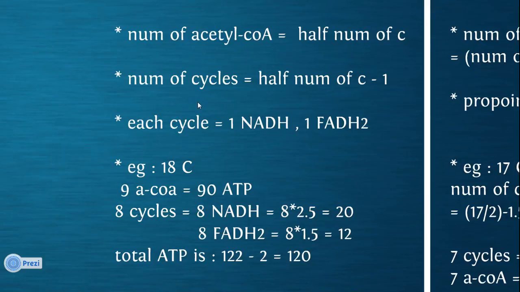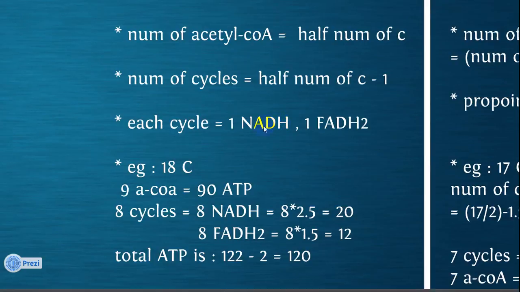we will have 1 NADH and 1 FADH2. But the number of cycles is half the number of carbons minus 1. Why minus 1? Because in the last cycle we will have 4 carbon atoms. Those 4 carbon atoms will be cleaved. We will have 2 and 2. Those 2 and 2 are acetyl-CoA, so we don't need another cycle.